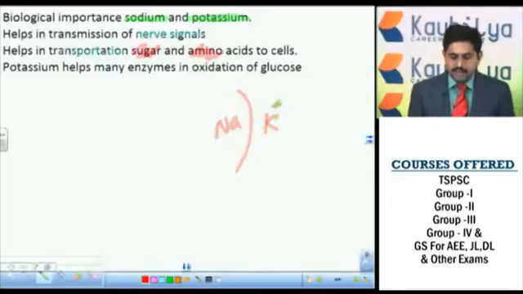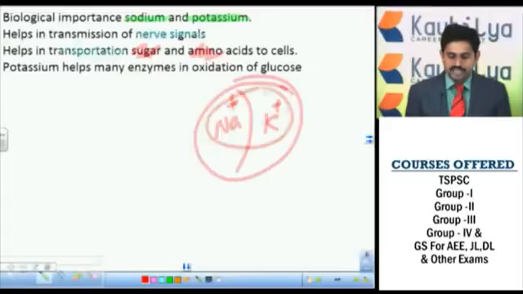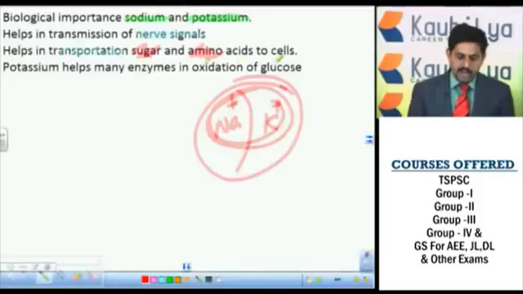Right? So they are maintaining an equilibrium. There is the electron gradient, it is going to be maintained here. So this electrolyte equilibrium is maintained by the sodium and potassium salts, and this will be helpful for the transportation of glucose, that is sugar, and amino acids into the cell.